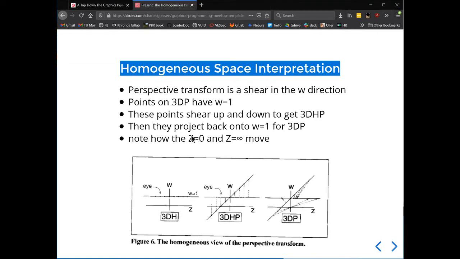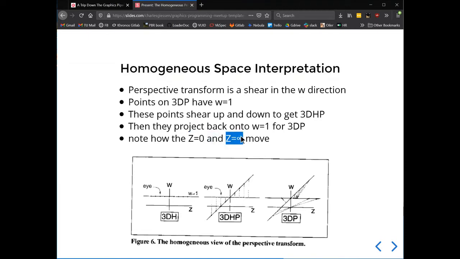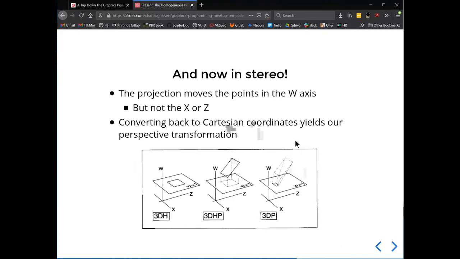The paper also notes how Z equals 0 and Z equals infinity move. We have Z equals 0 stays in the same place, but it's noting that Z equals 1 does not stay at infinity. Or does it? Wait. Okay. I need to look. Paper says, note how the I point, Z equals 0 point, and the other point transform. Oh, okay. It doesn't tell you exactly what's going on. Okay. Well, I'll leave you to read the paper to get final understanding.